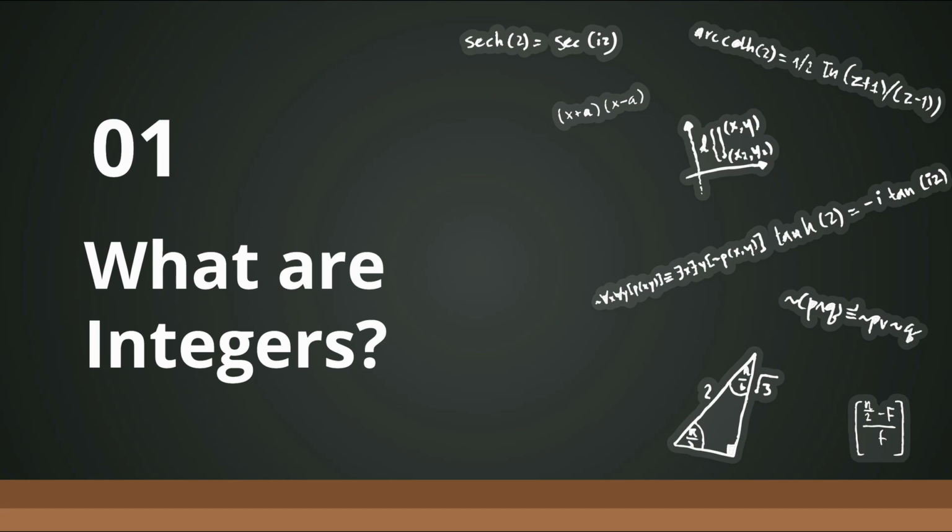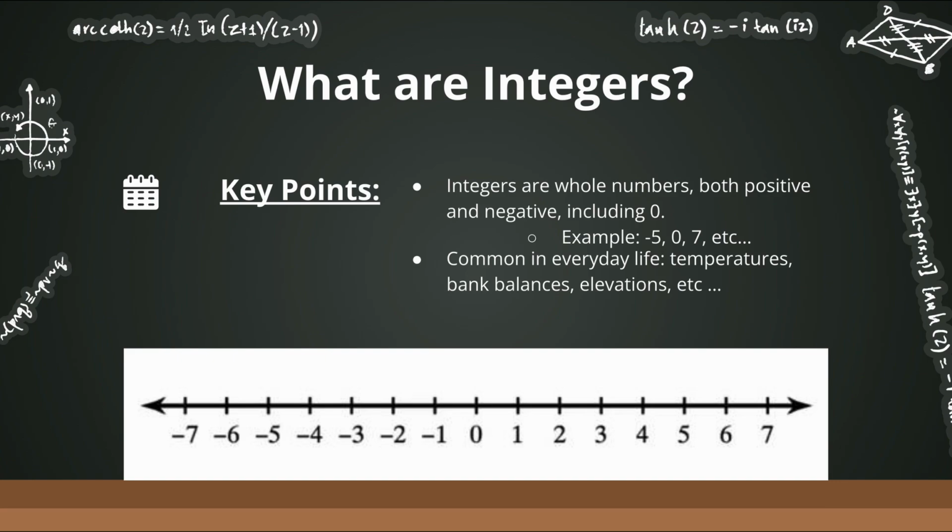So first, again, what are integers? Just for review, integers are all whole numbers, both positive and negative, including zero. For example, numbers like -5, 0, and 7 are integers. We use integers in everyday life, like measuring temperatures, calculating bank balances, and tracking elevations. And if you've already mastered adding integers, subtracting them will feel very similar, and we'll be building on what you already know.